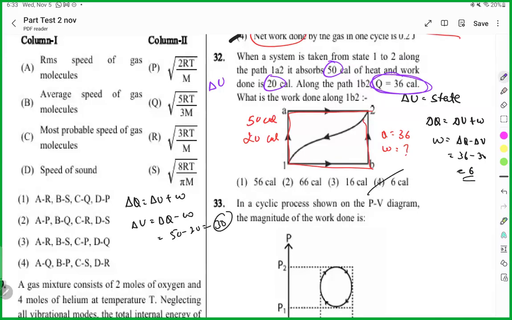And if you don't want to calculate, you know delta U is equal to delta Q minus work done. और डेल्टा यू दोनों में सेम है, तो Q 50 minus work done 20 will be equal to 36 minus work done we have to calculate. You do this method. हाँ. Correct? हाँ हाँ. You will get the same answer. Correct?